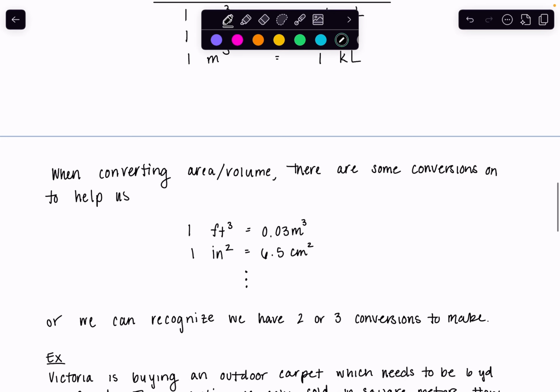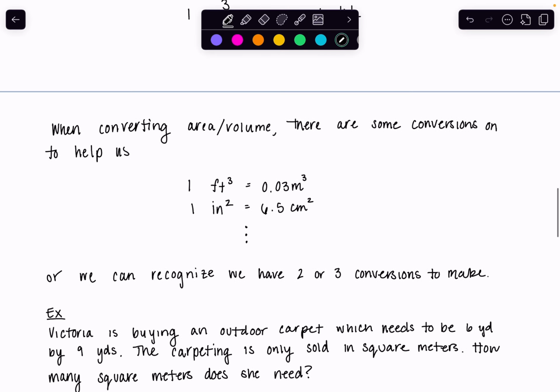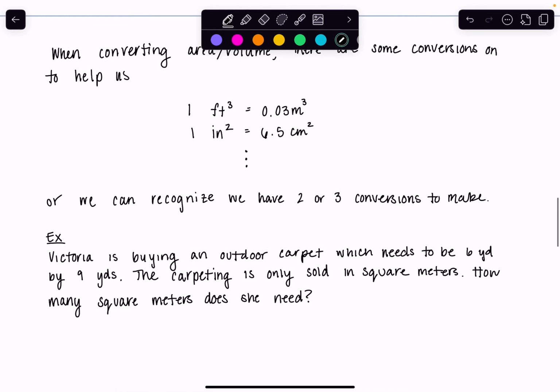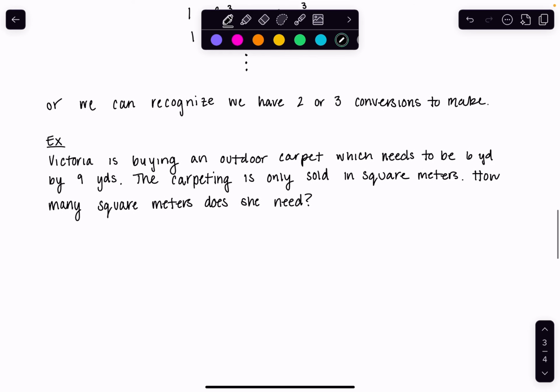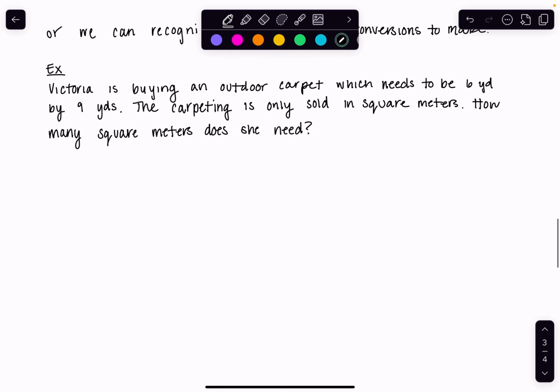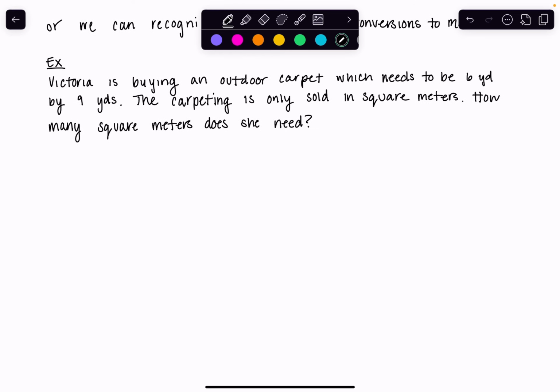So we're going to do an example of this. Victoria's buying an outdoor carpet, which she needs to be 6 yards by 9 yards. The carpeting is only sold in square meters. We want to figure out how many square meters does she need, okay? So I'm going to do this 2 different ways. The first way is only knowing the single conversion. So 1 yard is equivalent to 0.9 meters.